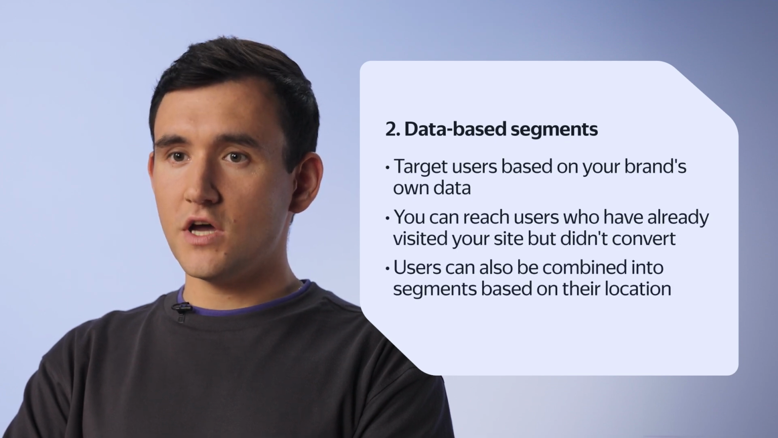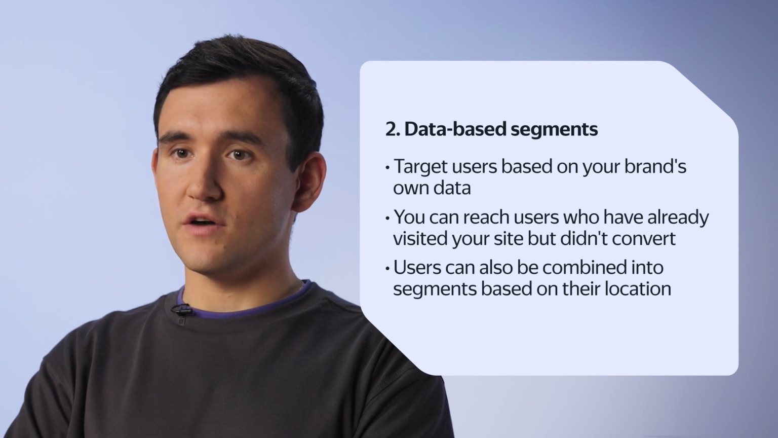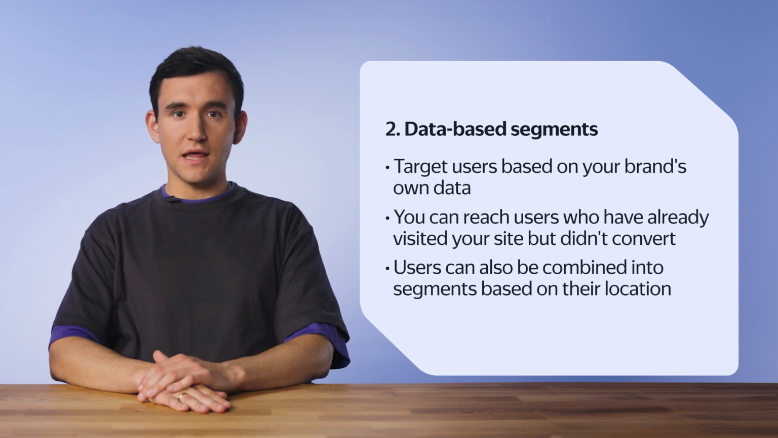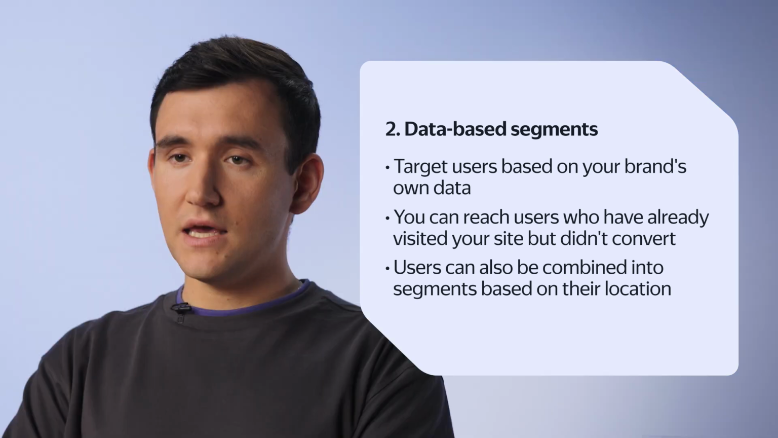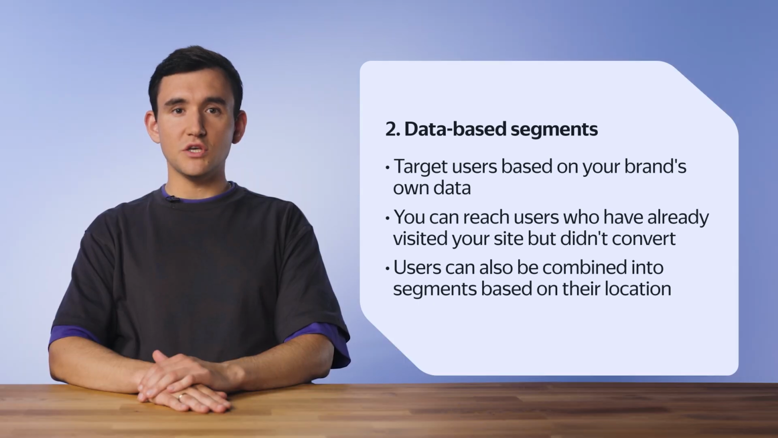The second group allows you to target users based on your brand's own data. For example, you can use targeting by audience segment to engage those users who have already seen your display ad. Yandex Metrica segments allow you to reach users who have already visited your site but didn't convert for whatever reason. In addition, users can be combined into segments based on their location. These segments can be used to reach users within a certain radius of a place, such as a coffee shop.